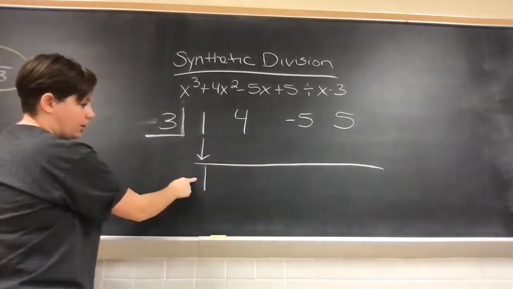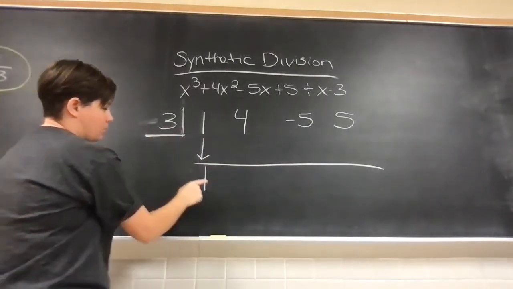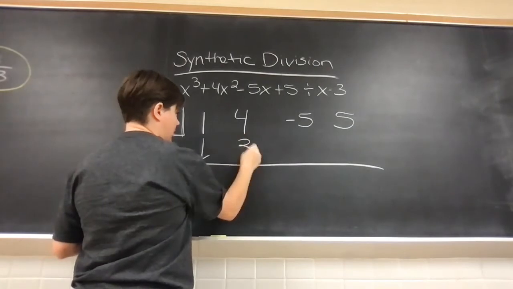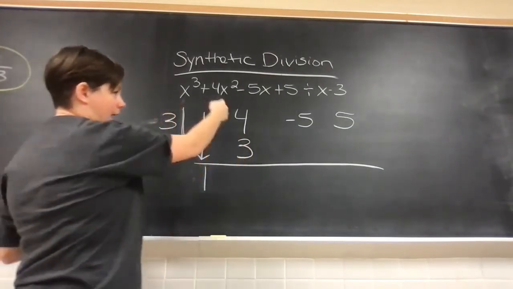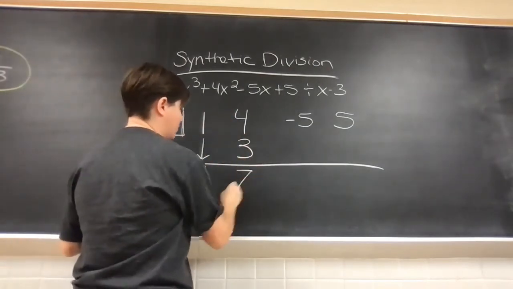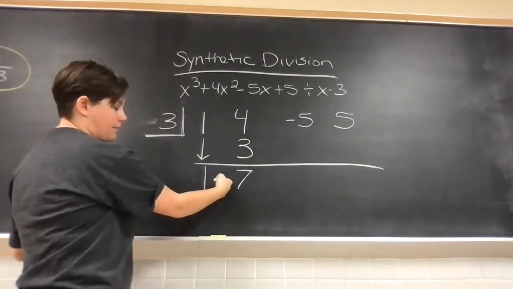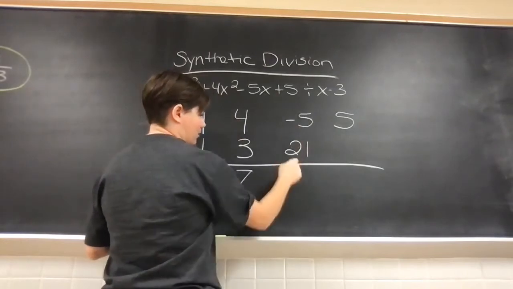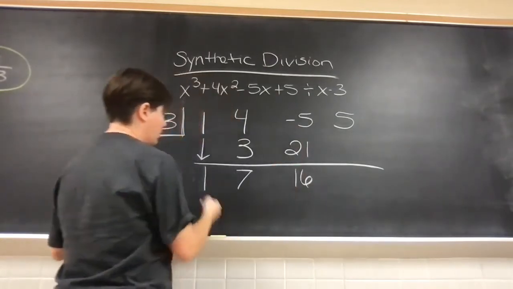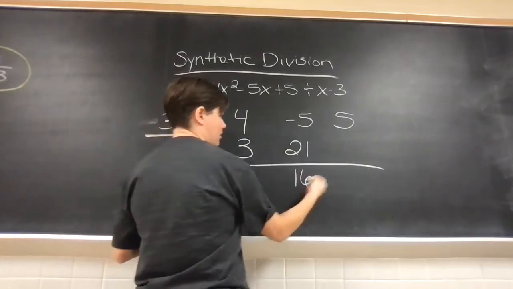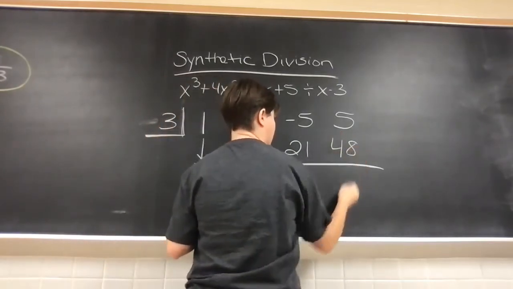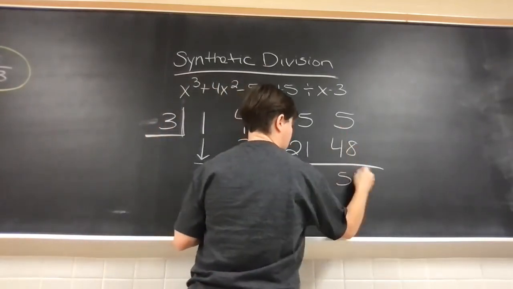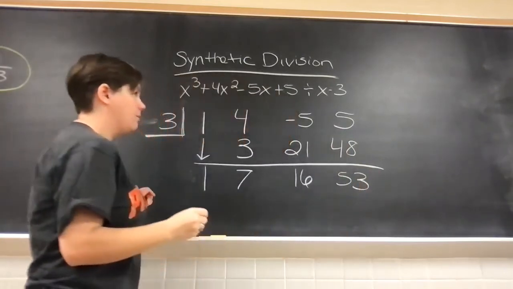So we brought down our 1. So 3 times 1 is 3. So I'm going to write that right here. Then I add down. That's 7. 3 times 7 is 21. Then I add down, which will give me 16. 3 times 16 is 48. I add down, which gives me 53.